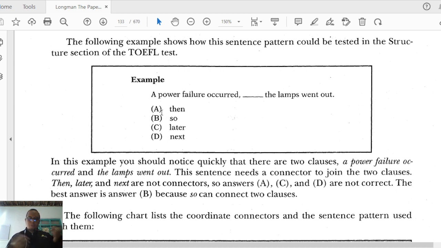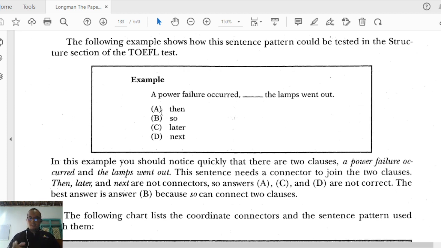So there are two parallel phrases. Jadi dua frasa yang sama. Yeah, occurred and then went out. So remember that when there are two parallel phrases or sentences, we use the conjunction or connector that is also parallel. So let's have a look here.